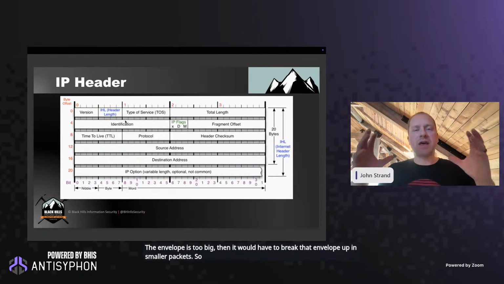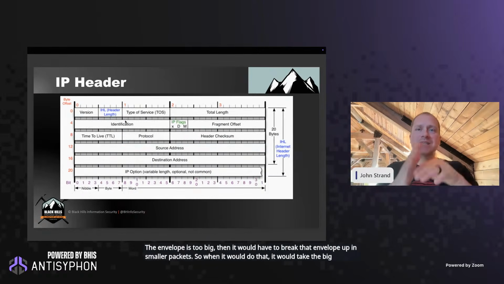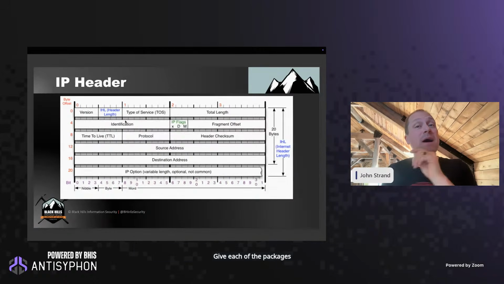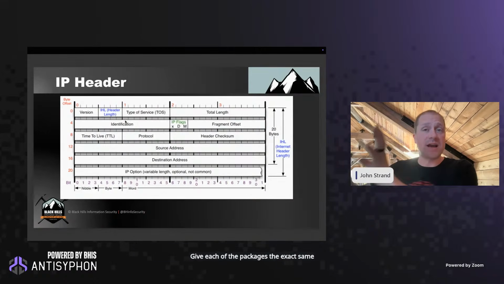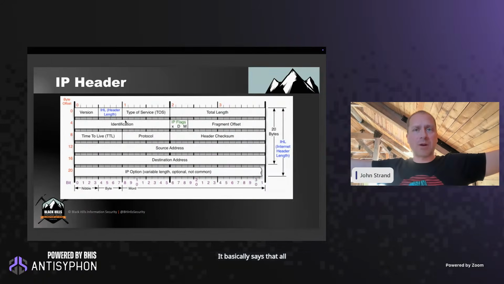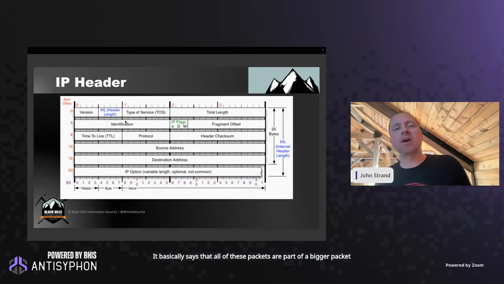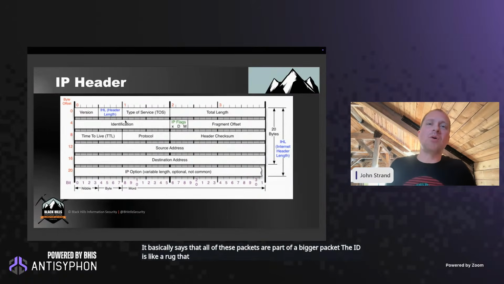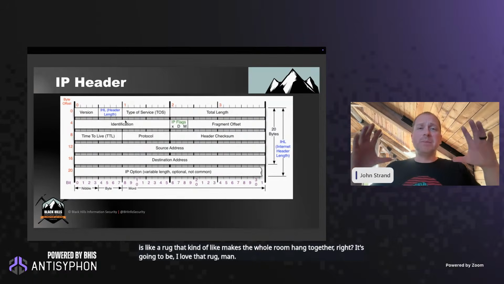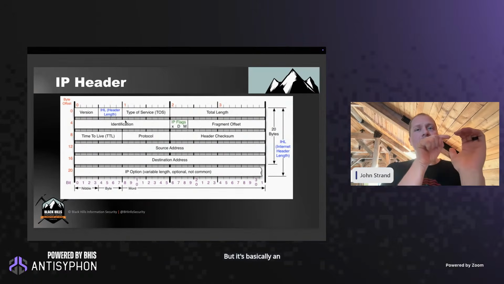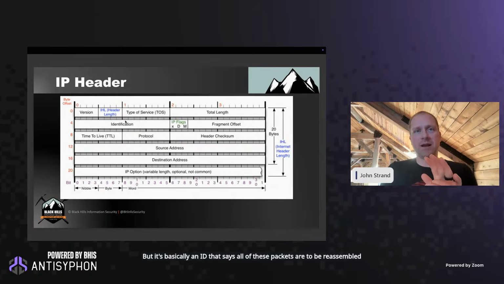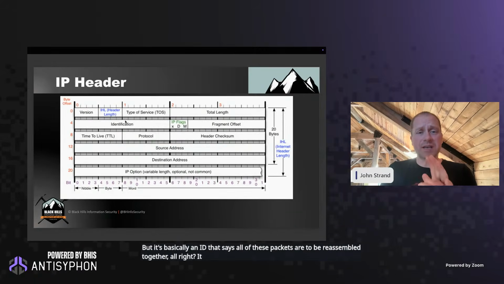So when it would do that, it would take the big package, break it into smaller packages, and give each of the packages the exact same IP ID, or identification number. It basically says that all of these packets are part of a bigger packet. The ID is like a rug that makes the whole room hang together, right? I love that rug, man. But it's basically an ID that says all of these packets are to be reassembled together.